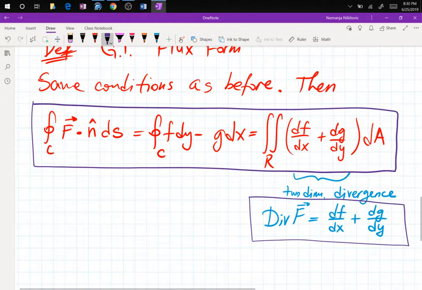Again, you have the integral with a circle. The circle is all that soup of conditions. The curve C needs to be closed, smooth, piecewise smooth. The region it encloses has to be connected, simply connected. Curve C has to be counterclockwise oriented, and all that good stuff.